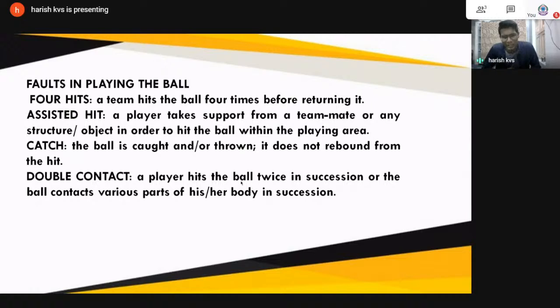Double contact: a player hits the ball twice in succession, or the ball contacts various parts of the body in succession. In the point of making a volley, if the ball contacts the hands of the player as well as the chest, shoulders, or any part of the player, if it touches two parts of the body simultaneously, then it shall be called a fault, and the fault is termed a double fault.